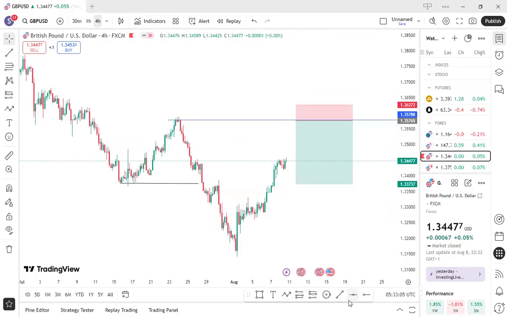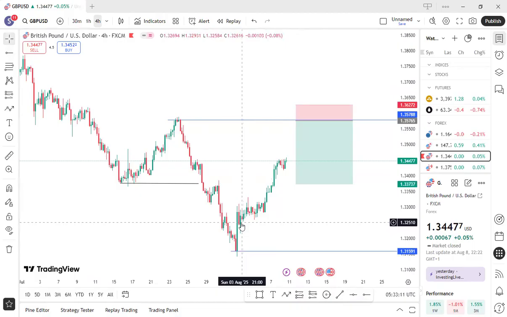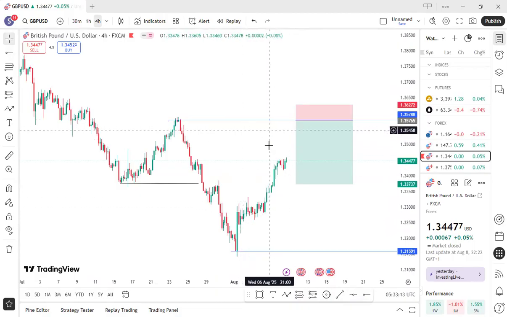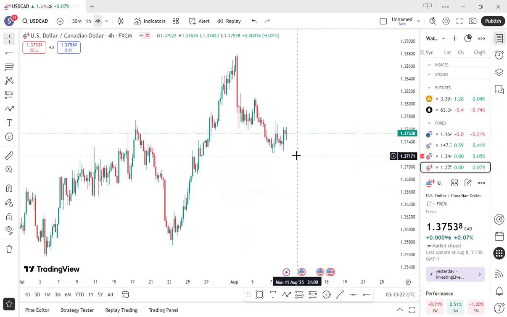And if you notice, this is the lowest level that started pushing the price up. This is where the buyer started buying from, buying all the way to this particular key zone. So this is where I'm expecting the sellers to actually sell from on GBP USD. And I'm currently on the USD CAD.